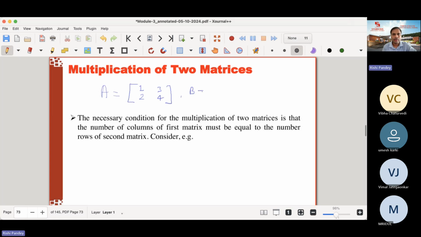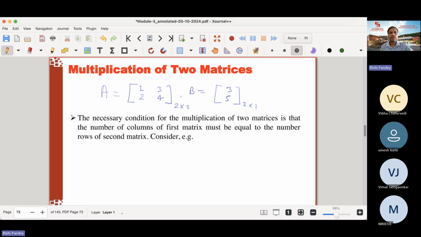And here, if I say B is 1, something else, I can write like 3, 5. So the order of A is 2 into 2. And the order of B is number of rows 2 and column 1.